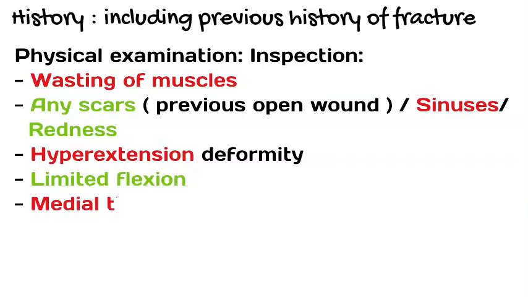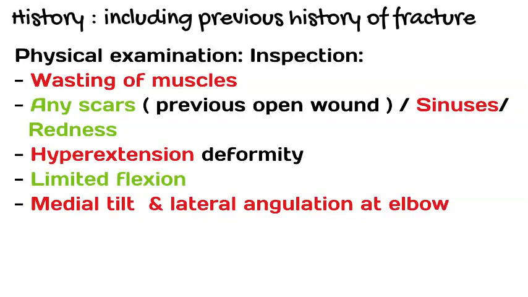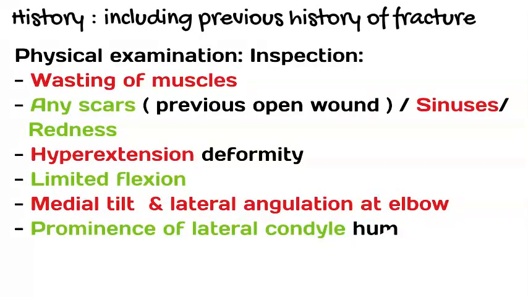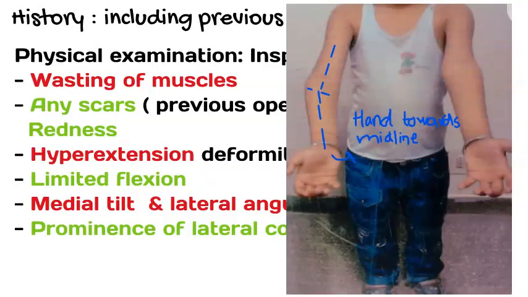There will be hyperextension deformity, limited flexion, medial tilt and lateral angulation at the elbow, and prominence of the lateral condyle of the humerus. This figure shows the cubitus varus. You can see the hand is deviated towards the midline, with prominence of the lateral condyle.